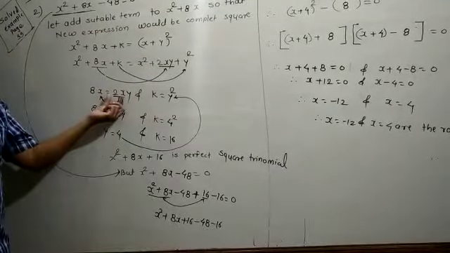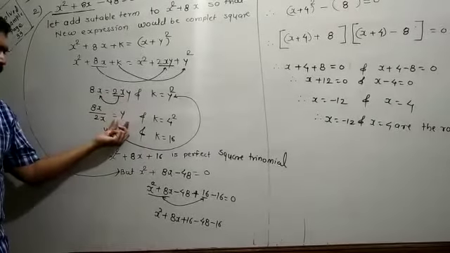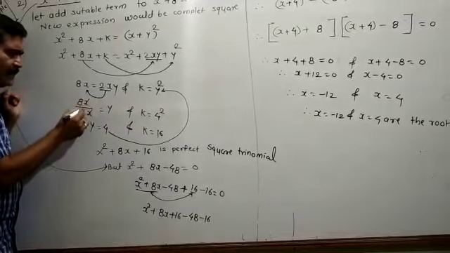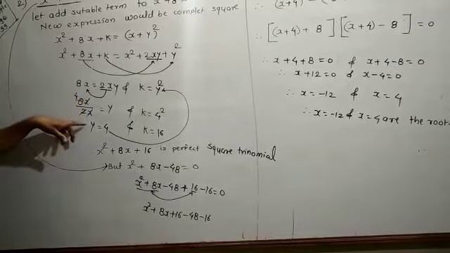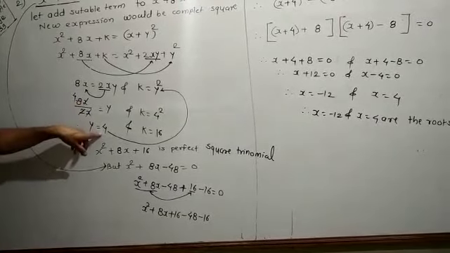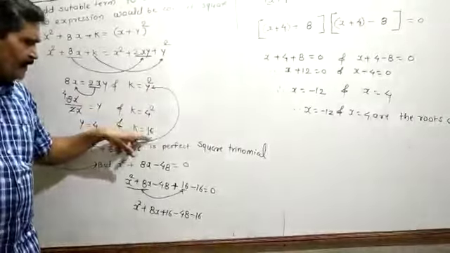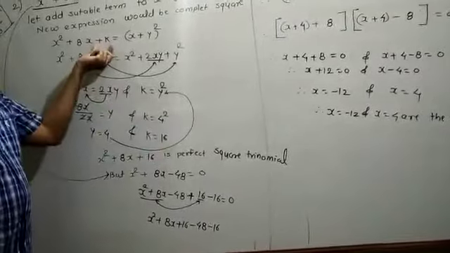Then 8x is equal to 2xy and k is equal to y square. Transposing, what is multiplied by 2x becomes divided by 2x, and I will get the value of y. The x will cancel with the x, 2 1s are 2, 2 4s are 8. Then we will get y is equal to 4. Put y is equal to 4 here and we will get k is equal to 16. This means 16 is the perfect square term.